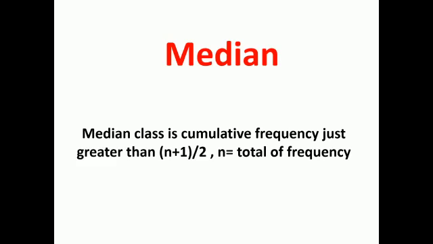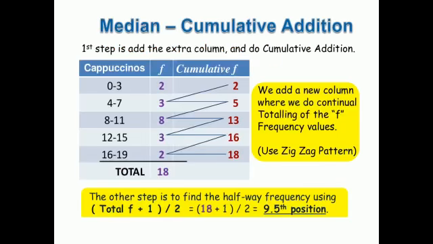Median. How to find the median? The median class is the class whose cumulative frequency is just greater than (n plus 1) divided by 2. Okay, so this is the way we have to write the cumulative frequency. The class intervals are there and the frequency is given.